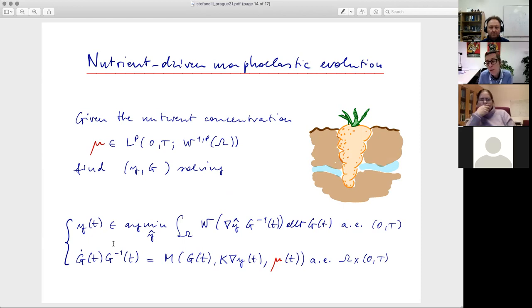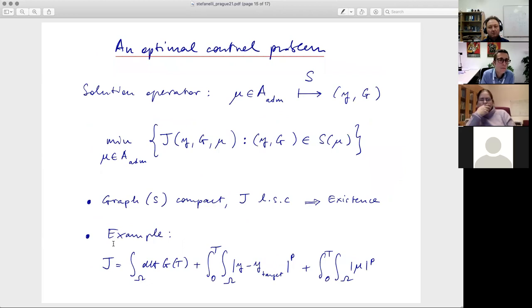So you can reproduce the existence theory that you already saw, and find also in this case a solution, meaning a pair y and g solving this problem. And you can think of using this to study an optimal control problem, which could be formulated this way.